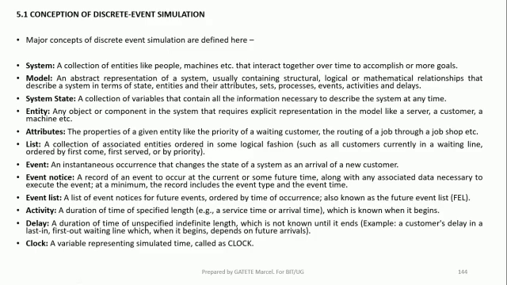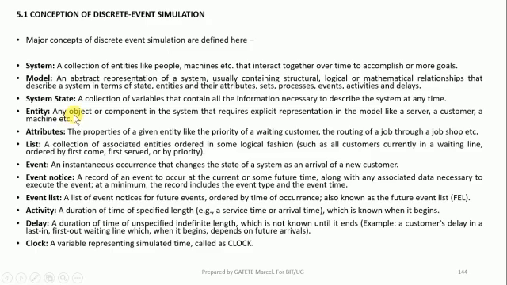So what is an entity? An entity is an object or component in the system that requires explicit representation in the model, like a server, customer, and machine. This is the main object or component. If in a system there is no entity, the system is meaningless. So in order for the system to be meaningful, there must be entities. Entities are the main components of a system. For example, you can have a server and customer in a bank, or a machine in a manufacturing company.